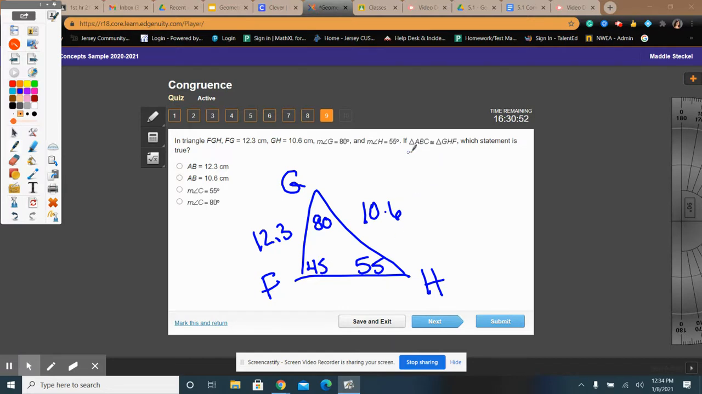But it tells me that ABC is congruent to GHF, and that tells me a lot. So what do I know is true? Well, AB. AB is first and second. It will match with GH, which is first and second. So that means GH has to be 10.6 and AB has to be 10.6. So that would be this guy. Will C be 55? C matches with F. No, it'll be 45. And C won't be 80 because that will match with G.